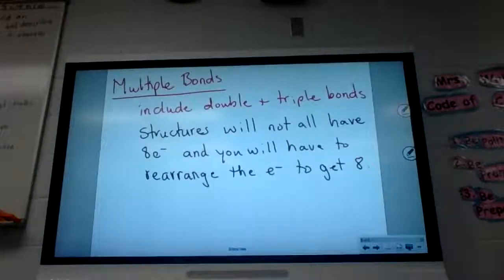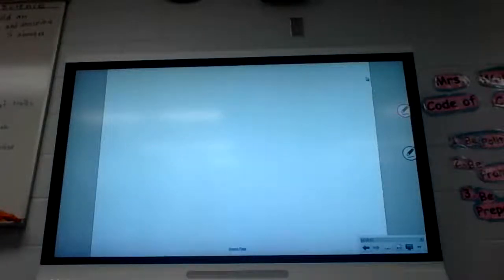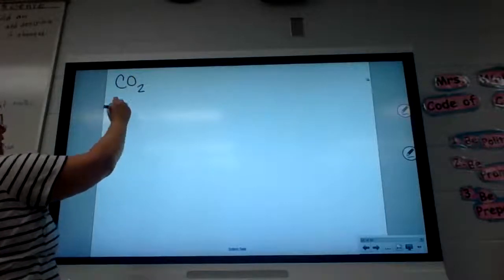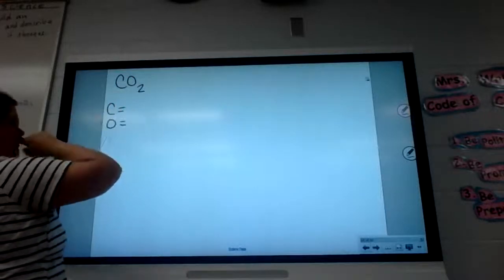All right, so we're going to start with carbon dioxide to illustrate how this works. All right, so CO2. How many electrons does carbon have? Or atoms, let's start there. How many atoms does it have?